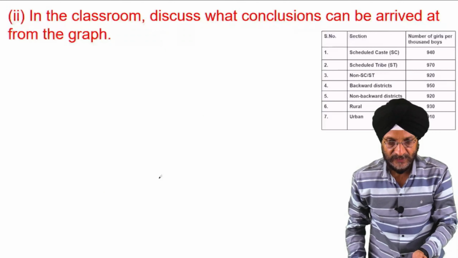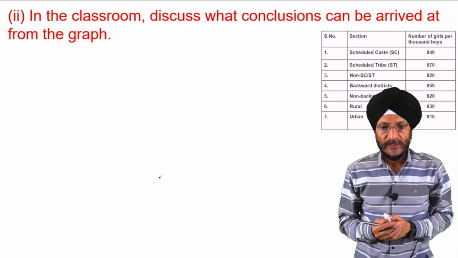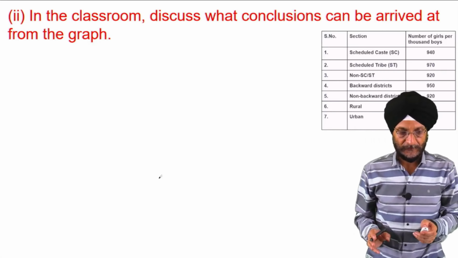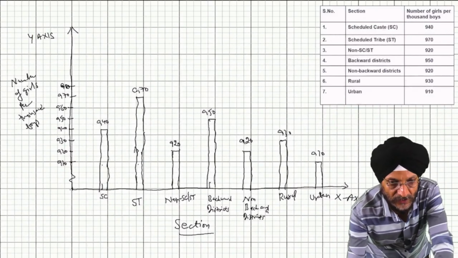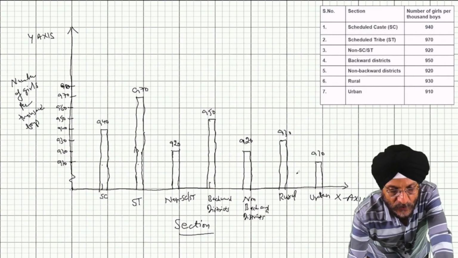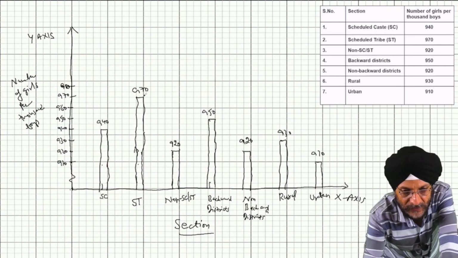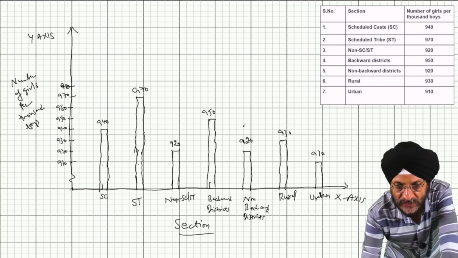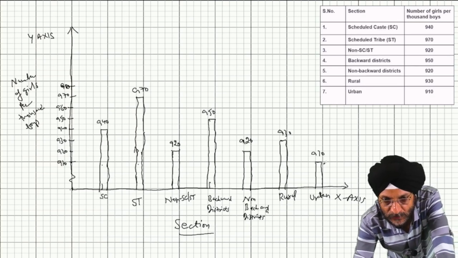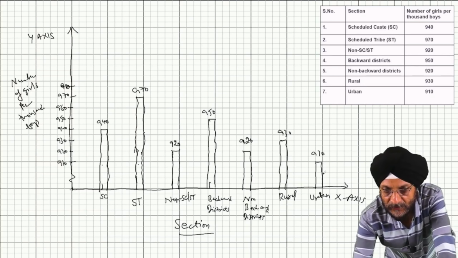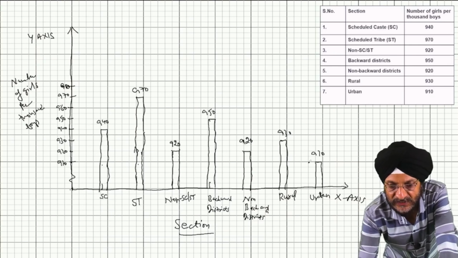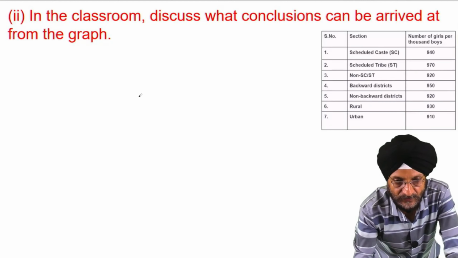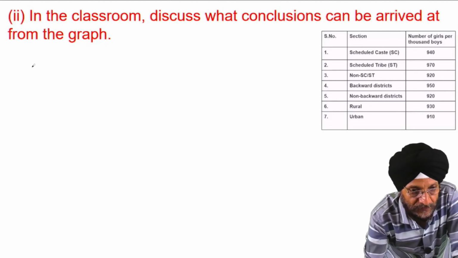So now what is next in the question? In the classroom, discuss what conclusions can be arrived at from the graph. What do we arrive at from the graph? From the graph, we observe that the maximum value is in case of ST and the minimum value is in the case of urban. 970 is the highest, 910 is the lowest. So we will write it from the graph.